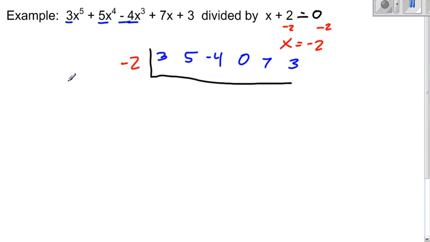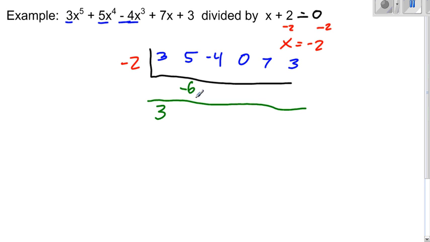And as we wrote on the previous page, the first step is add. And you add straight down. So we're going to start with this 3. We're not adding anything to it, so we would really just bring it down. Then you multiply diagonally. So negative 2 times 3 is negative 6. And your answer goes diagonally as well.